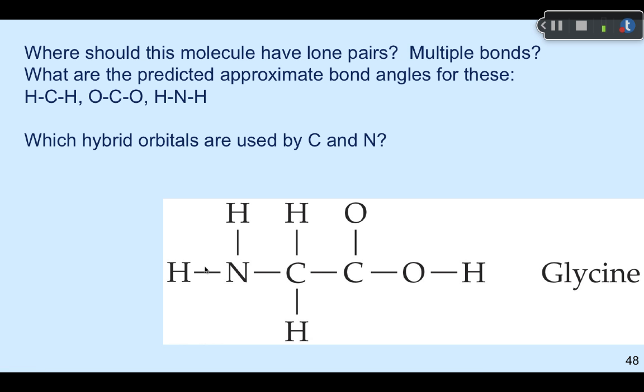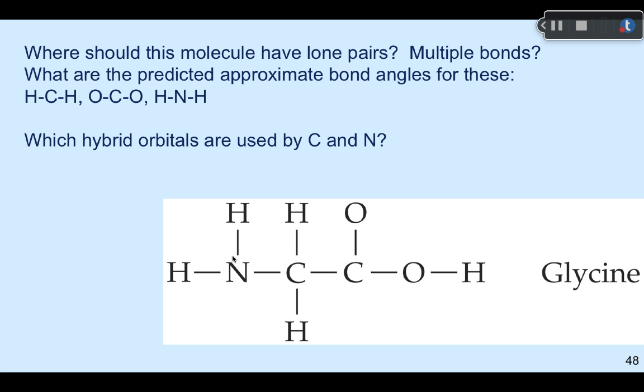All right, one more molecule for an example to help you use these concepts of hybrid orbitals. This is a molecule, an amino acid called glycine. And let's see what we can understand from just this skeletal diagram. We can determine where the molecule should have lone pairs and multiple bonds, thinking in terms of octets. With these atoms, we don't have to go beyond octets.